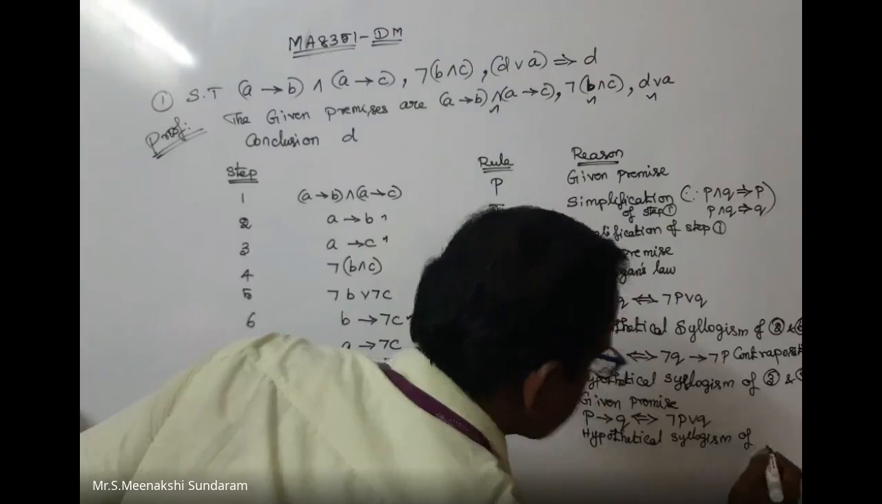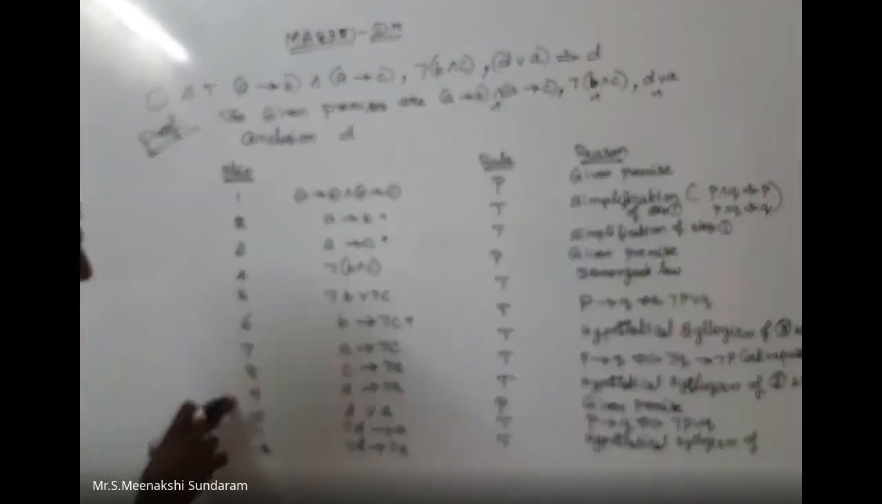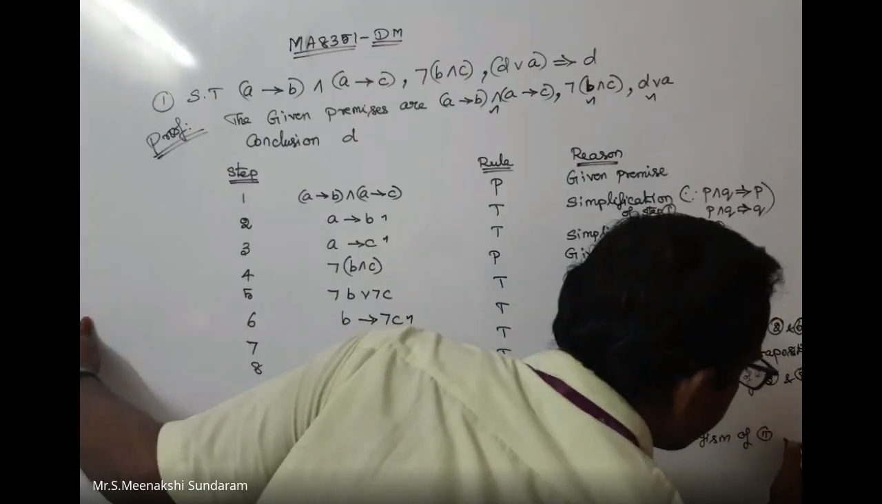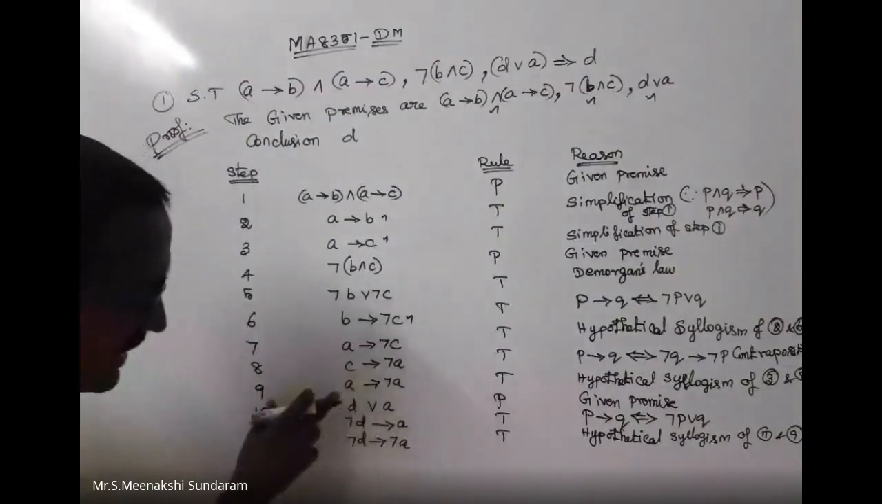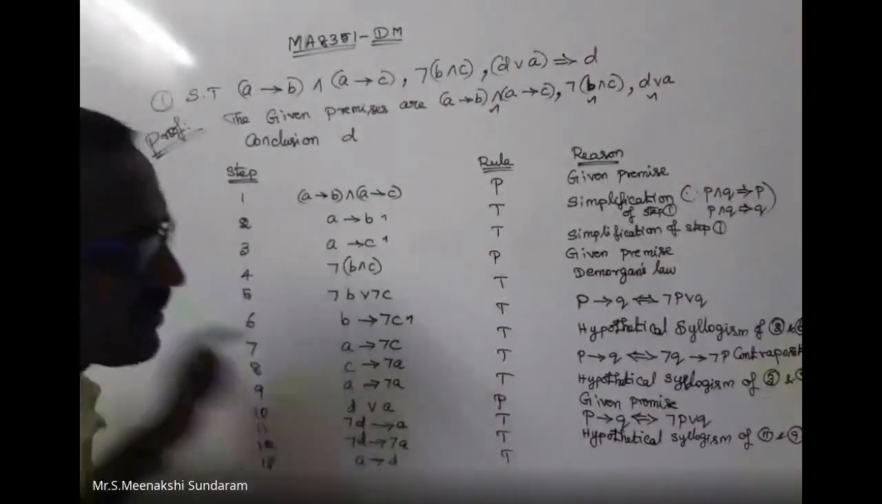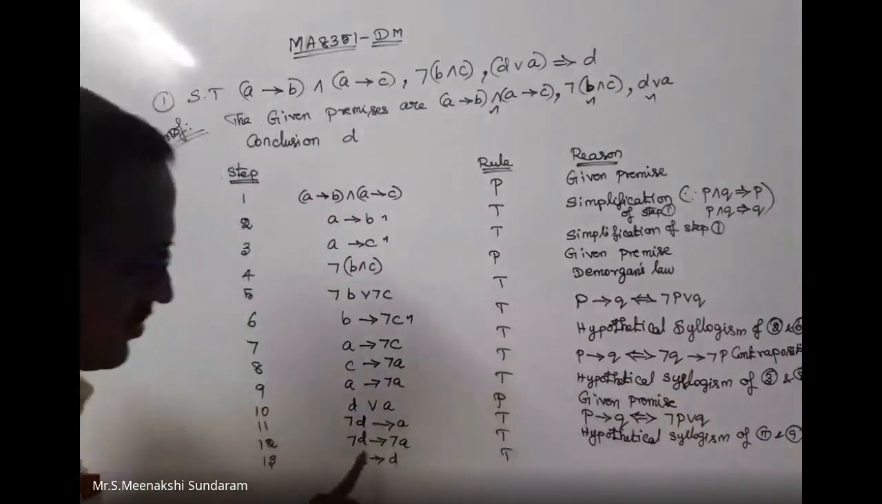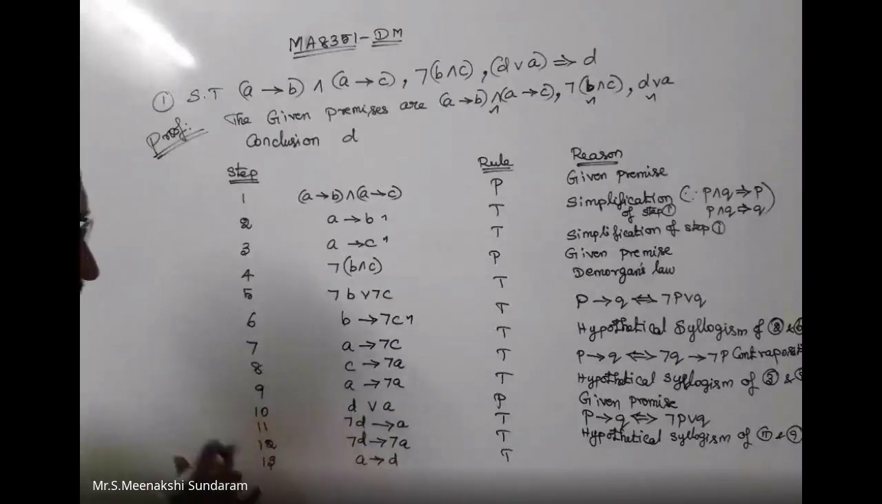Or the step number 11 and 9. First 11, then 9. Negation D tends to A, to negation. This can be written like this, and the last one can be written as A tends to D. Possible. These steps I can write as contrapositive. Contrapositive.